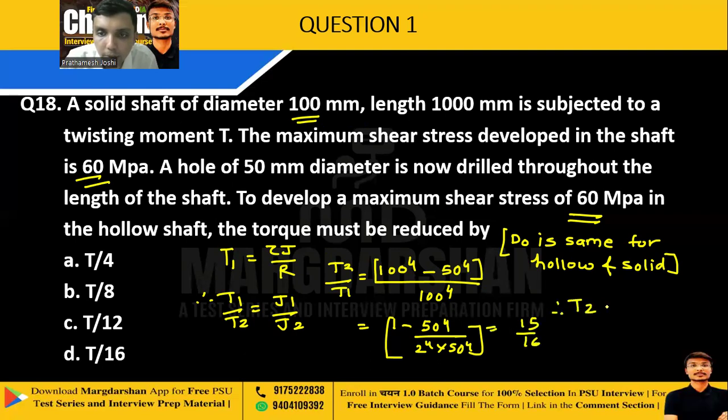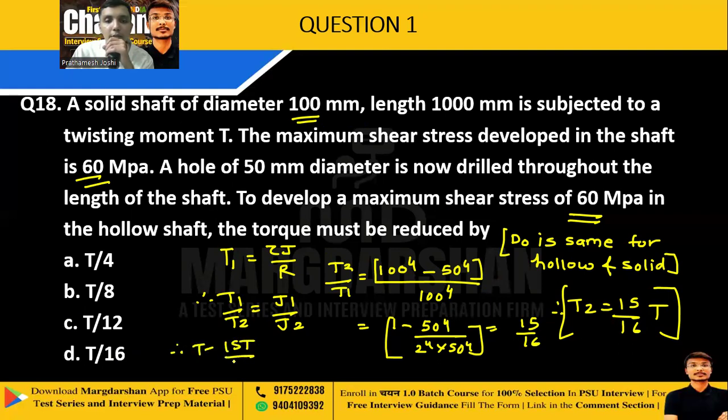Therefore, T2 is equal to 15 upon 16 T. Now, if this was in the options, 15/16, in a hurry we would mark 15/16 T. But the question says reduced by, so T minus 15T upon 16, which is T/16. So option D is correct over here.